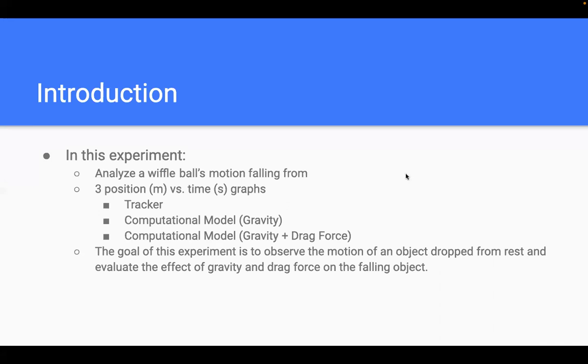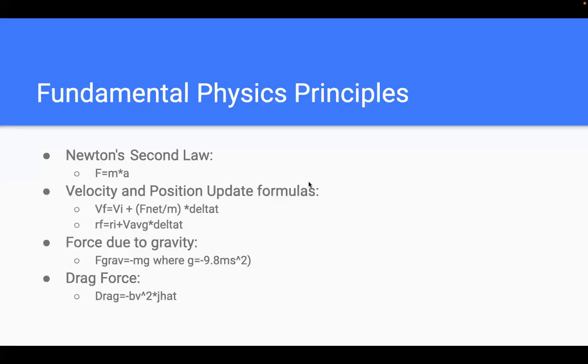We will be analyzing 3 different positions in meters versus time in seconds graphs using Tracker, a computational model with just gravity, and then a computational model with gravity and drag force. The goal of this experiment is to observe the motion of an object dropped from rest and evaluate the effect of gravity and drag force on the falling object.